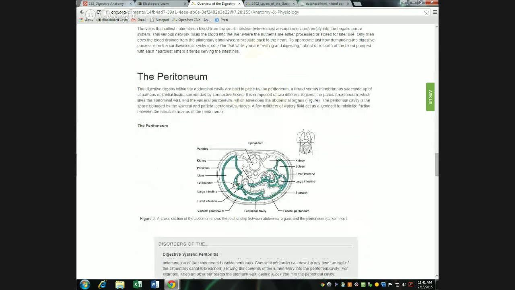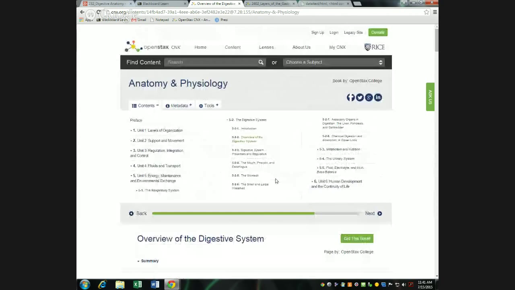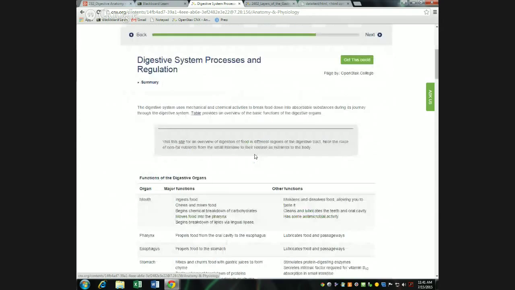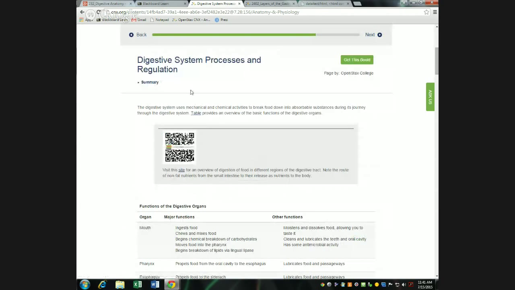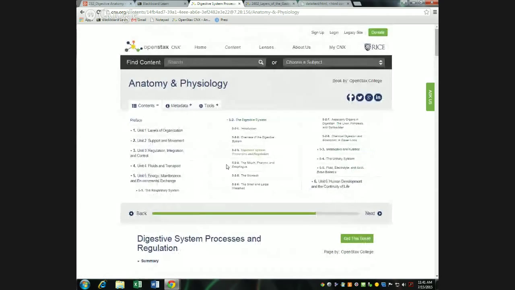Here's a picture, I've already talked about it, but this sort of represents where the peritoneal lining in the abdominal cavity is. That's the end of that. Then the chapter goes on to look at processes and regulation, just an overview of functions of the system, which I'll talk about a little bit to start off next time. And then it just basically goes through how the different components work.